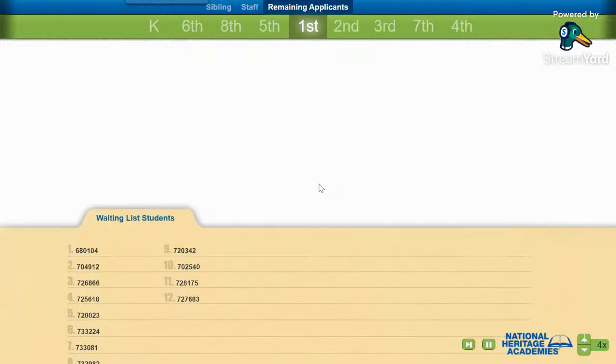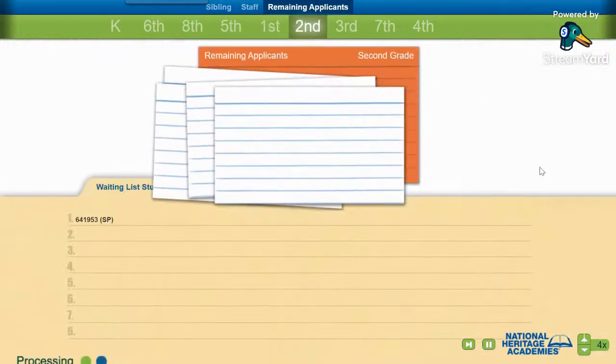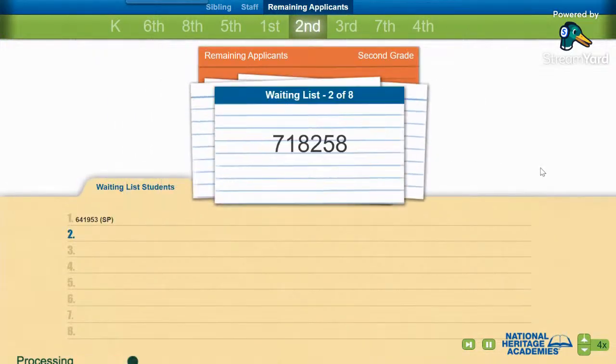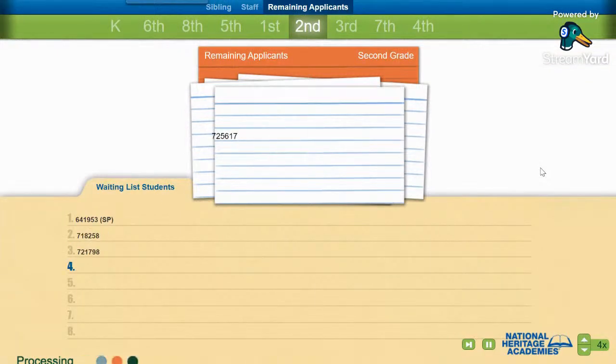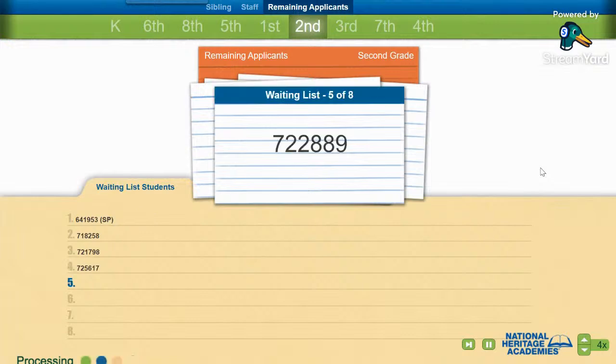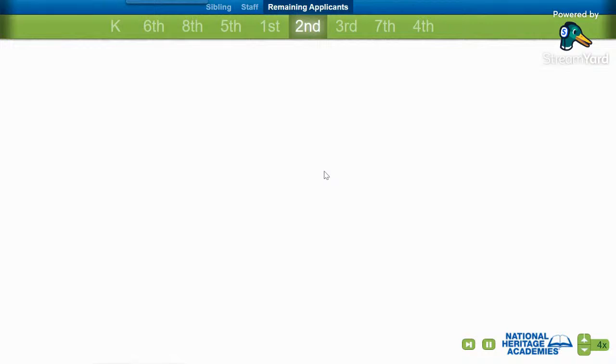Okay, that concludes first grade. Moving on to second grade, a small waiting list here as well. Number 1 received preference from a sibling who was accepted earlier. So here we're starting with number 2, and we'll end up having 8 students on this list. Okay, that was second grade.